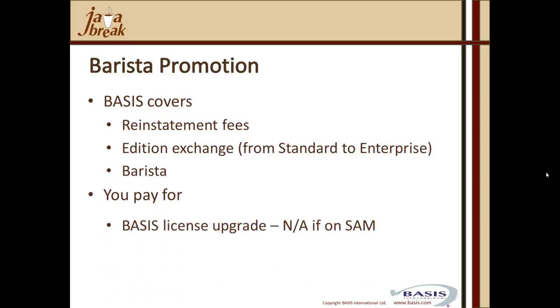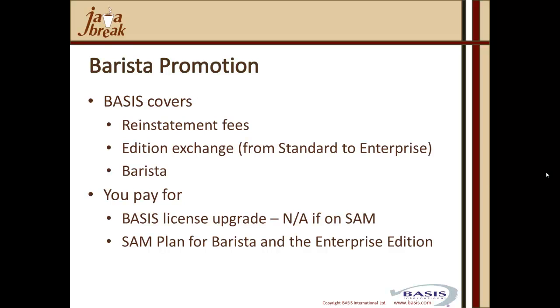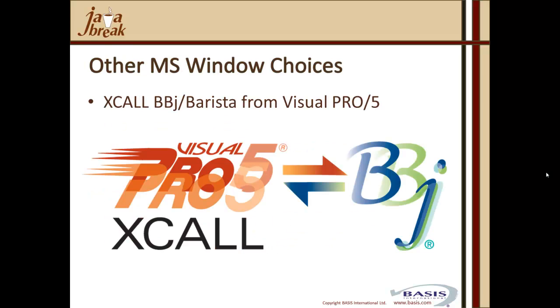All you pay for is the Basis license upgrade, which is not applicable if you are on SAM, and you pay the SAM plan for Barista and the Enterprise Edition. Effectively, you move into a renewable license, but you only pay the SAM portion thereof. There's no upfront cost. It's a very inexpensive rental option.